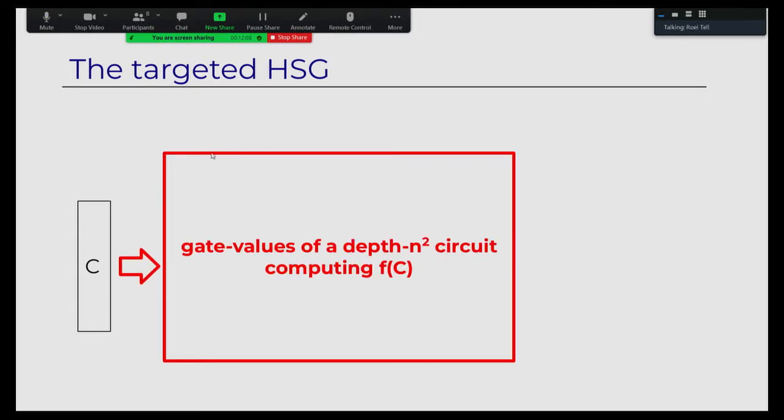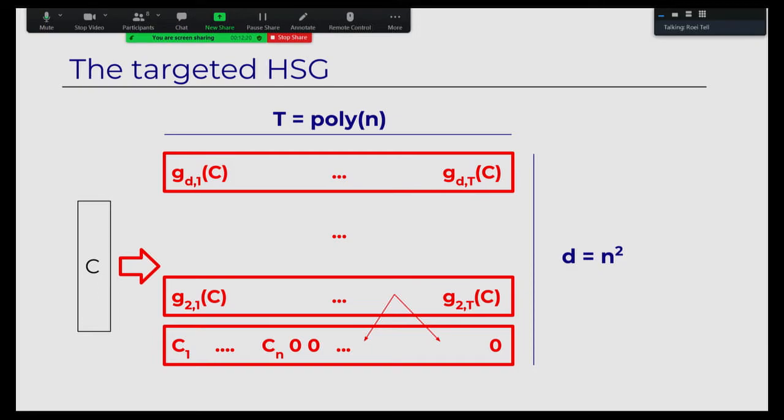So we said that this function can be computed by circuits of fixed polynomial depth, say depth n squared. We run this circuit to compute the function, and we write down the gate values of this circuit. And we think of it as a sequence of rows. We have n squared rows, and each row is of large polynomial width, n to the million. This is a large polynomial.